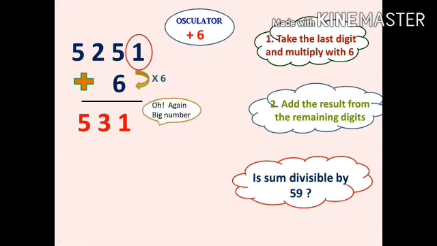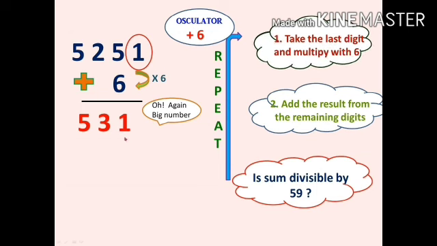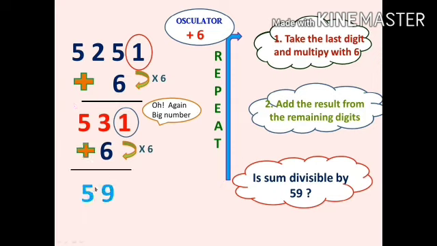No idea, because it's a big number. So we have to repeat the process again. Now we have to take the last digit from 531 and multiply with 6. So we will get 6 again. Next we have to add 53 with 6. So we will get 59. Since we get 59, it is divisible by 59, right? So we can confidently say 5251 is divisible by 59.